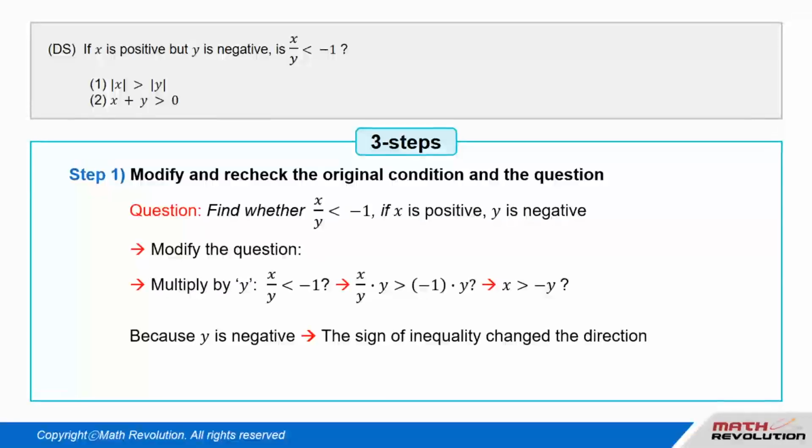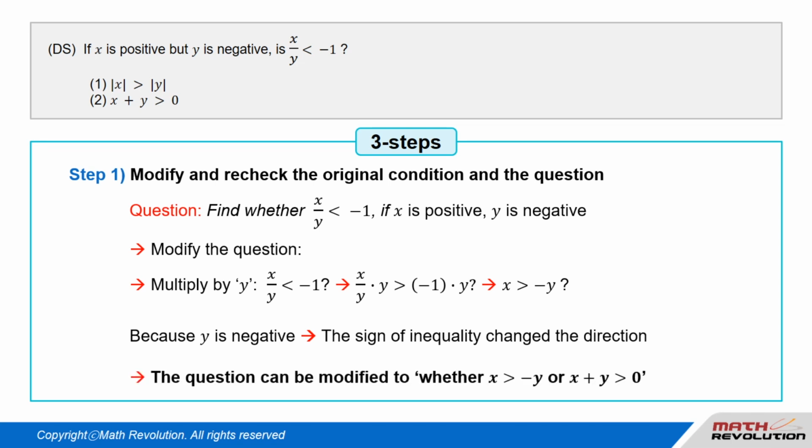Now, let's modify the inequality by multiplying it by y. Then, we get x over y is less than negative 1. X over y times y is greater than negative 1 times y, or x is greater than negative y. The sign of the inequality changed direction because we know from the question that y is negative.